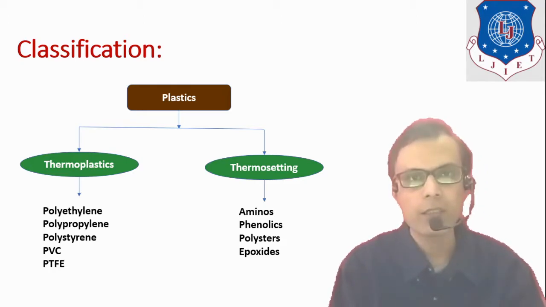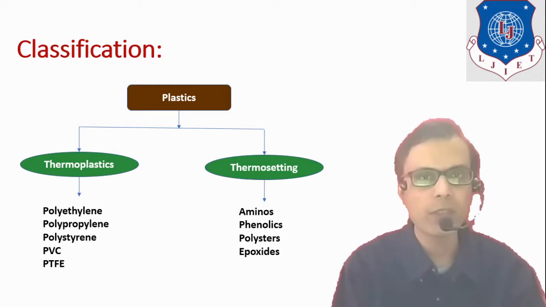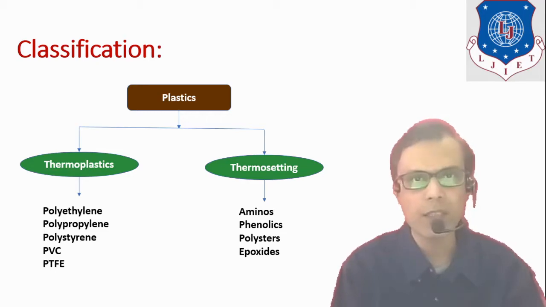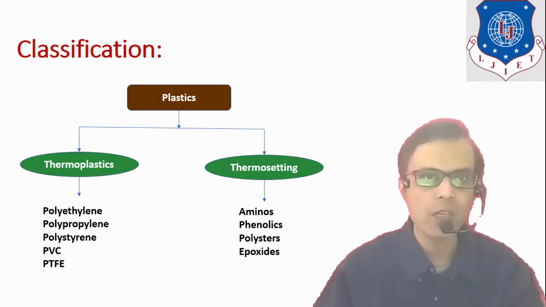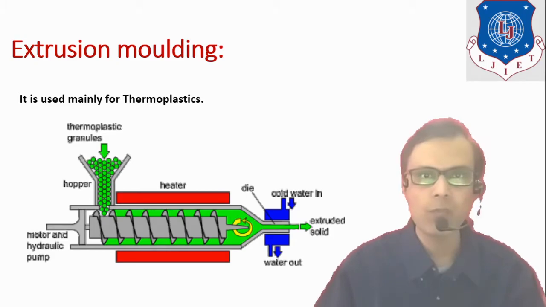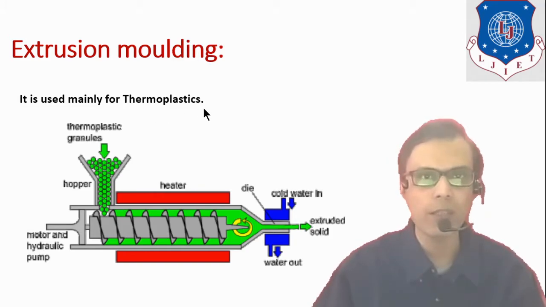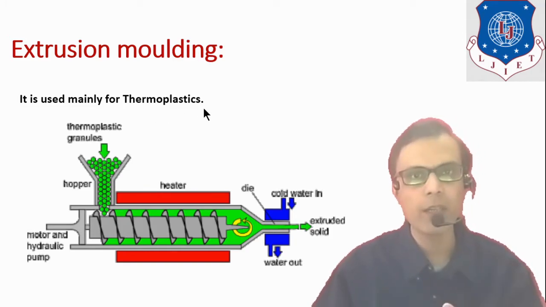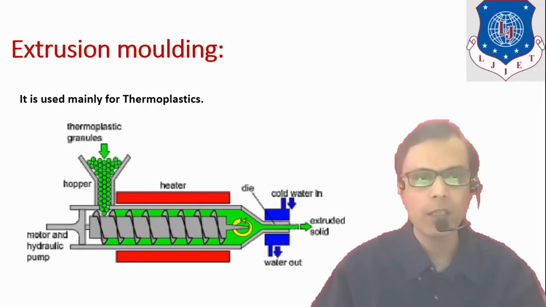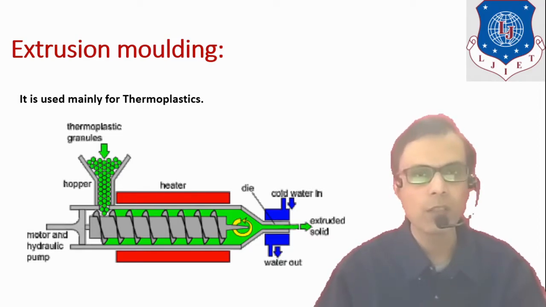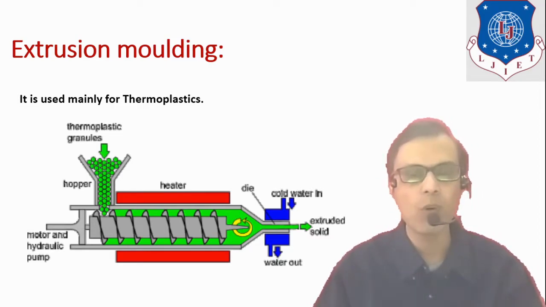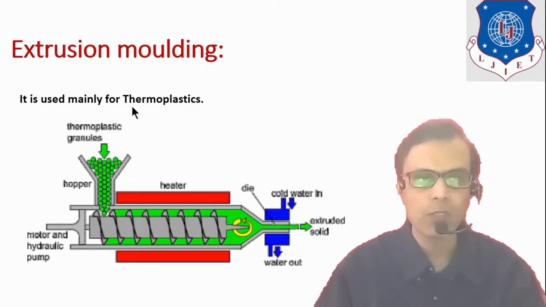Now let's see different manufacturing processes to make plastic parts. So the first process is the extrusion molding process. Mainly this process is applicable to thermoplastics. So the raw material for this process is in the form of granules or it may be in the form of pellets. So thermoplastic is the raw material for the extrusion molding process.